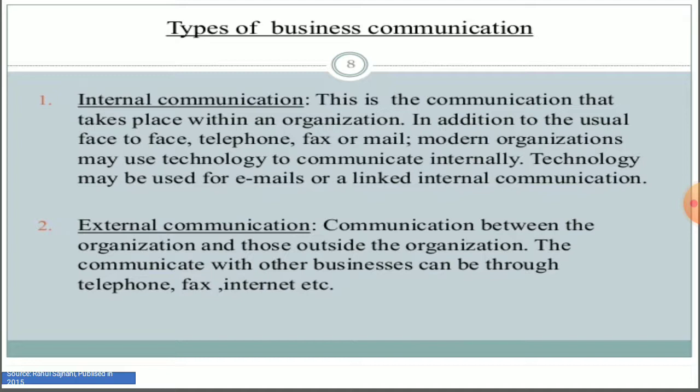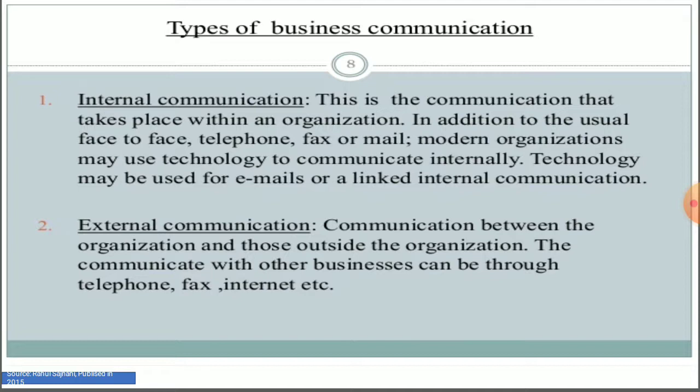And we can understand the meaning of internal communication by looking at these particular aspects. Where are the employees? Employees are there in the business. Where are the managers? They are there in the business. Where are the supervisors? They are there in the business. And whenever a business organization makes communication with this kind of people, with these different stakeholders, it can be called internal communication.